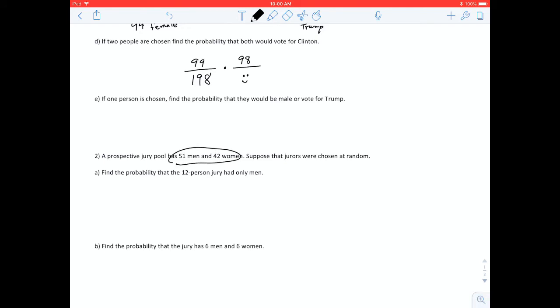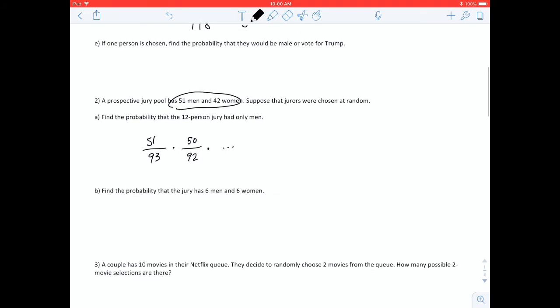So with this one, you first have to find out how many people there are. So that would be 93. For the first person to be a male, it has to be out of the 93, there are 51 male. And now the next person, there's 50 males left out of 92 people, and then the next one, and the next one, and then you do that for 12 fractions.